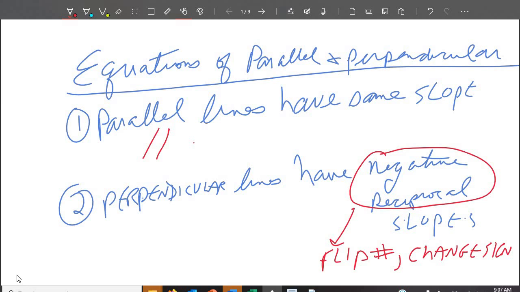Perpendicular lines have what we call negative reciprocal slopes. That simply means you flip it over and change the sign. So if it's a whole number, you turn it into a fraction. If it's positive, you make it a negative. If it's already a fraction, you flip it over and change its sign. The symbol for perpendicular is two intersecting lines that form a right triangle.